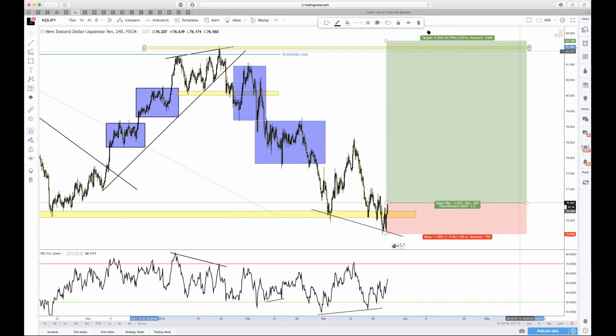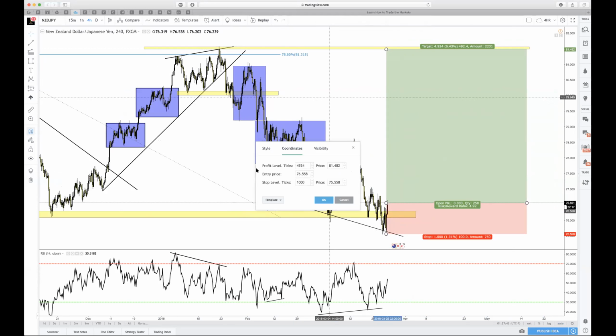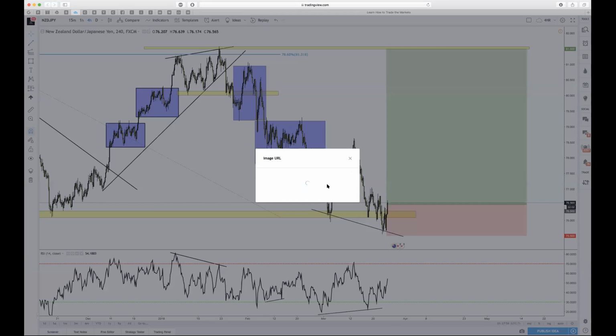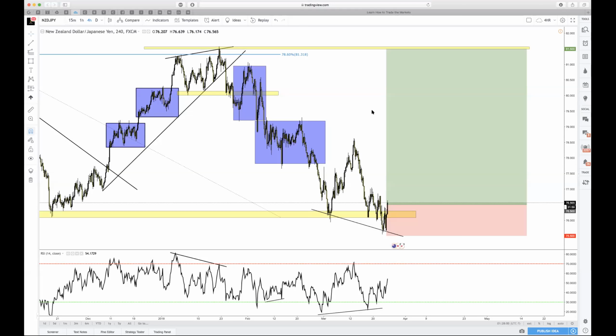Okay, so here, the stop loss is 1,000 pips. Perfect. Take profit is 500 pips. That's 1 to 5% risk. And then this, there. Okay, that's perfect. Go for an entry right now. Buy NZDJPY, stop loss goes at 75,500. Take profit goes at 81.500.